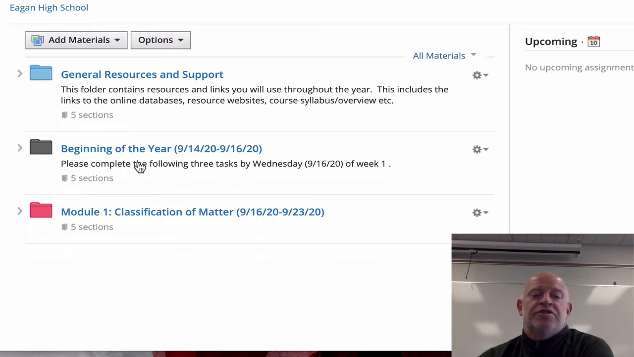The other two folders you're going to see here is the beginning of a structure you're going to see the whole year. You have the beginning of the year material that we'll be working our way through, and then our first module of information. Okay.